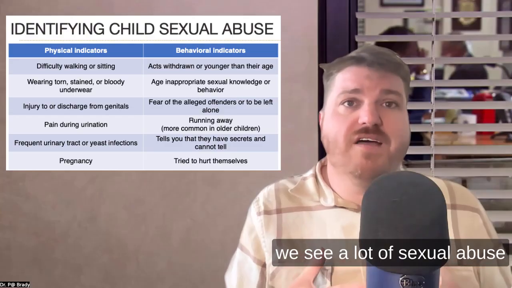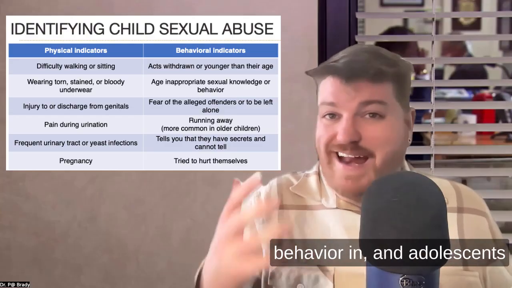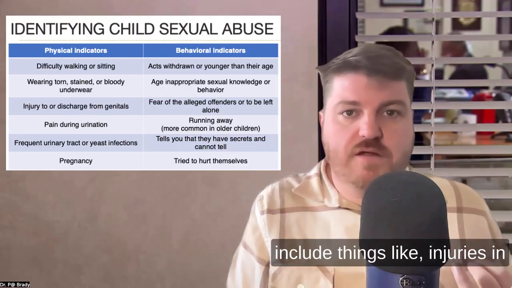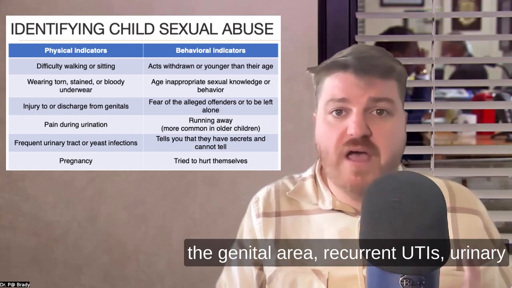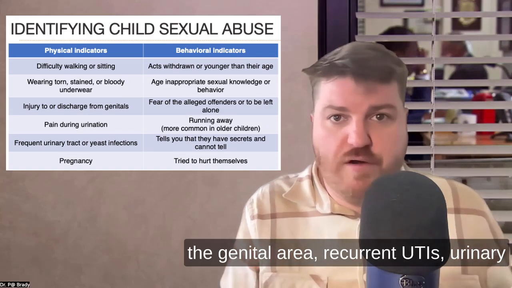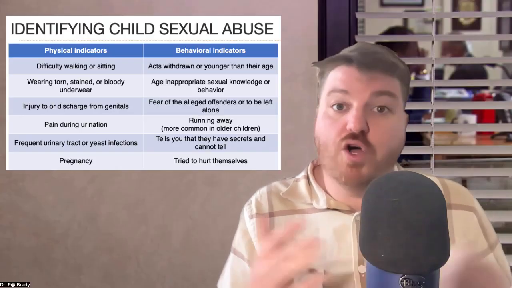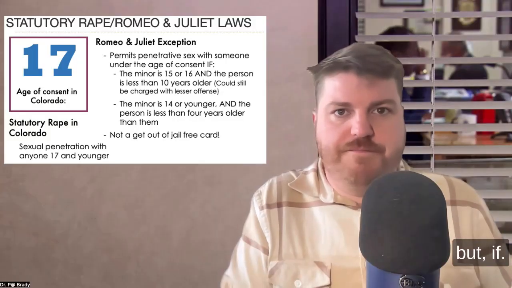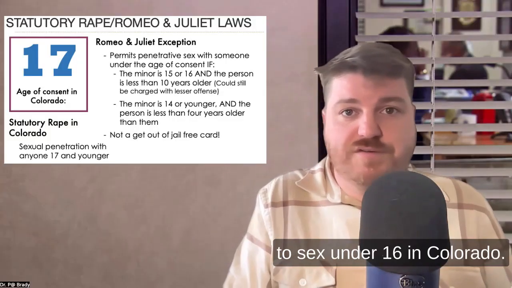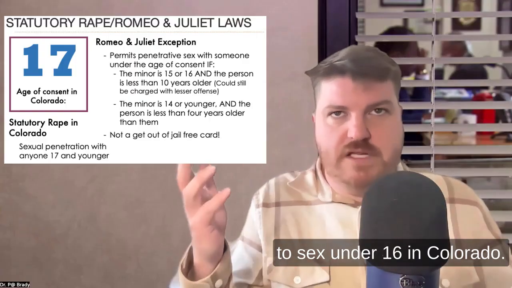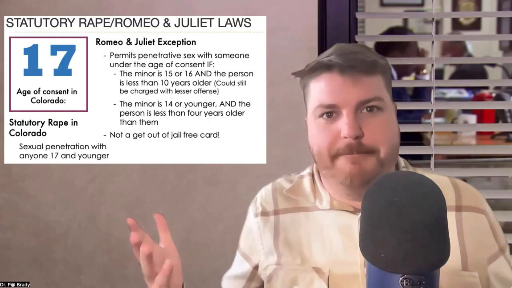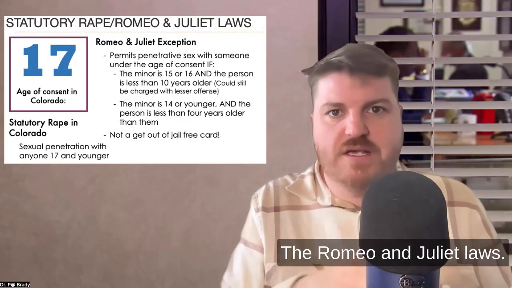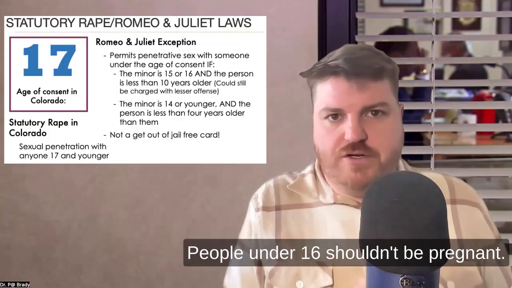But we see a lot of sexual abuse behavior in adolescents who are running away from home. Medical indicators of sexual abuse can include things like injuries in the genital area, recurrent UTIs, urinary infections, pain during urination. Also, if a child is pregnant, that shouldn't be a phrase, but if somebody who cannot legally consent to sex under 16 in Colorado is pregnant, it doesn't, unless the person is within the 4-year age gap, the Romeo and Juliet laws.